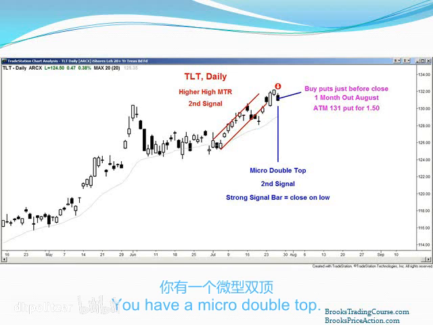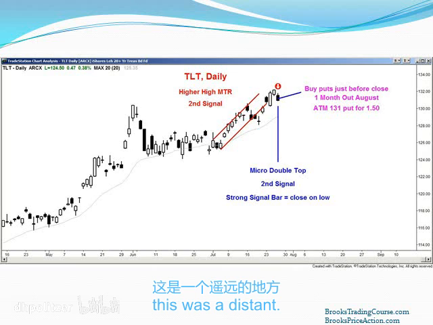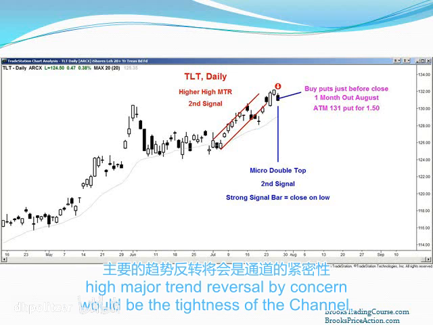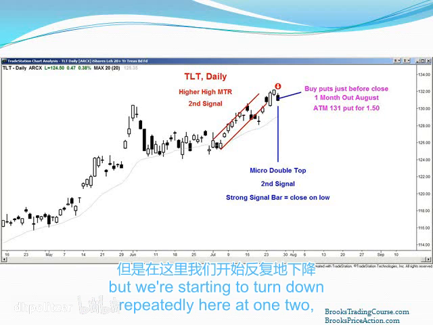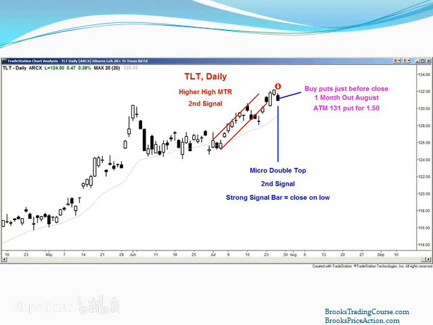You have a micro double top. Okay, the market went up and down, and a second signal. This was a decent, you could argue this is a second signal. This is another second signal from this one, and it's a higher high major trend reversal. My concern would be the tightness of the channel, but we're starting to turn down repeatedly here. 1, 2, 3, 4. I think the chances are pretty good of making a profitable trade.